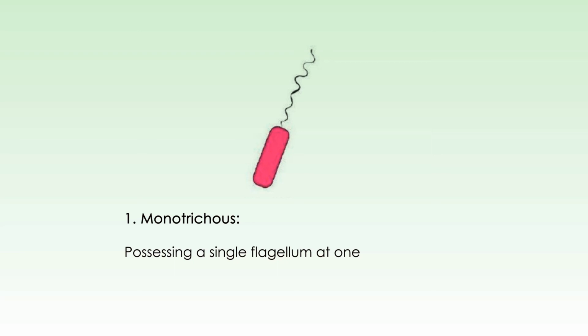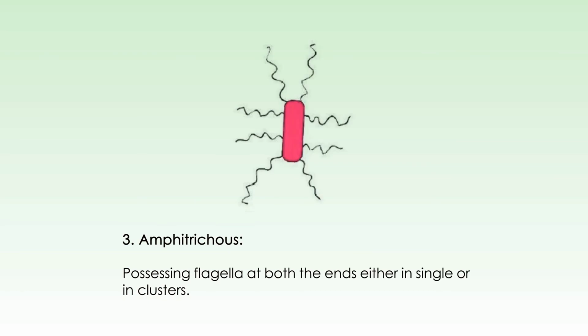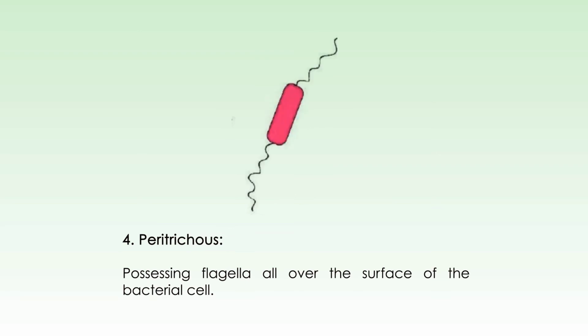Bacteria show 4 types of flagellation pattern. The first one is monotrichous, in which bacteria possess a single flagellum at one end. Second one is lophotrichous, having a cluster of flagella at one end. Third one is amphitrichous, those that possess flagella at both the ends, either single or in clusters. Finally, peritrichous, where flagella are present all over the surface of the bacterial cell.